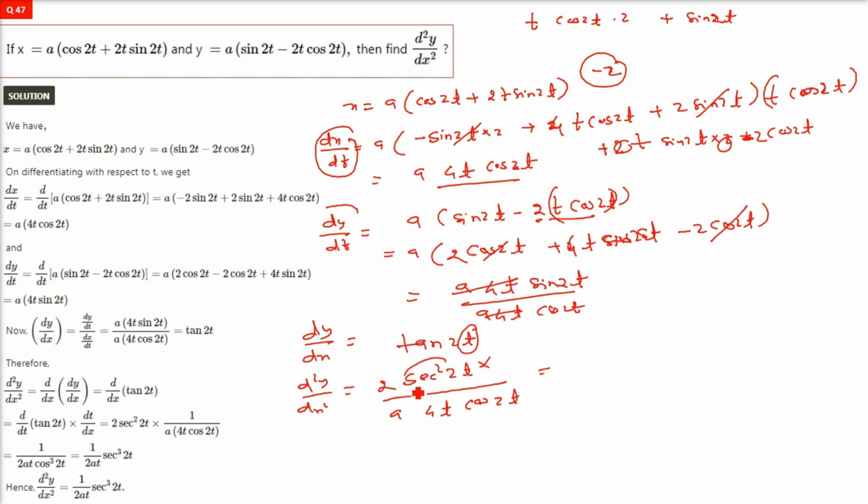So when you divide, the sec square and the cos we have in the denominator, eventually it will become sec cube 2t in the numerator, or you can write it in the denominator the other way, wherever you want. If you are comfortable with sec or cos, it is better to use sec. We always appreciate things in the numerator. So we have sec cube 2t divided by 2at. This is d2y by dx2. So this is your final one.